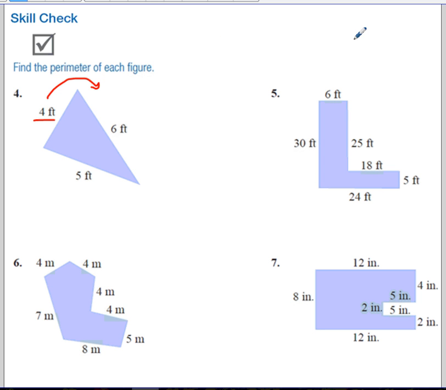So start someplace that's easy to remember, like at the top for number 5. Keep working your way around when you're adding up all those numbers until you get back to the top so you don't forget one. And please don't forget to put your units on your answers. If you want to pause and try these on your own, you can look at the answer key to see if you're right, and then continue on, and we'll look at some of the story problems together.